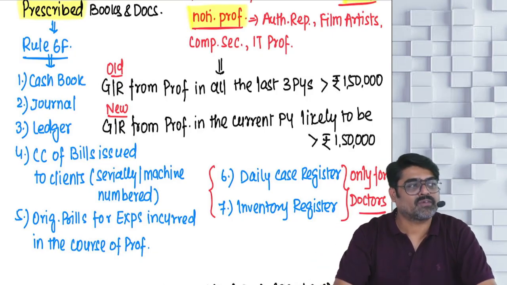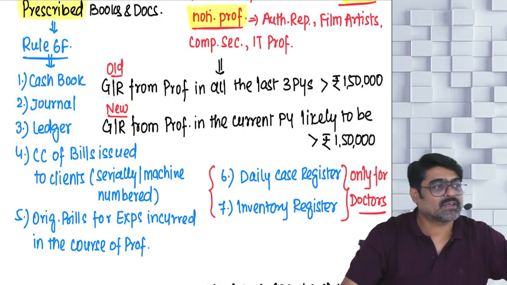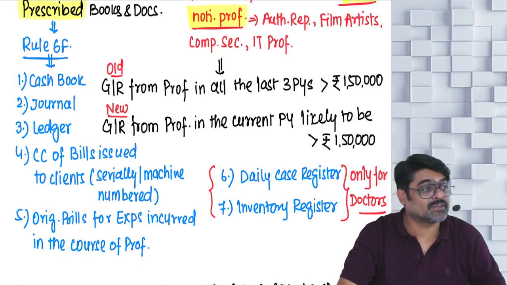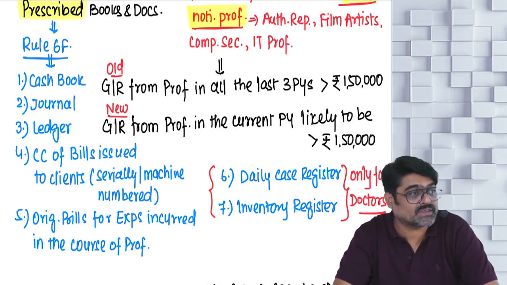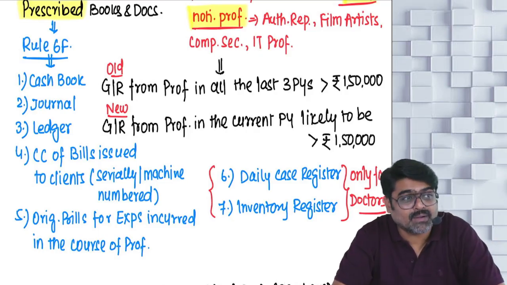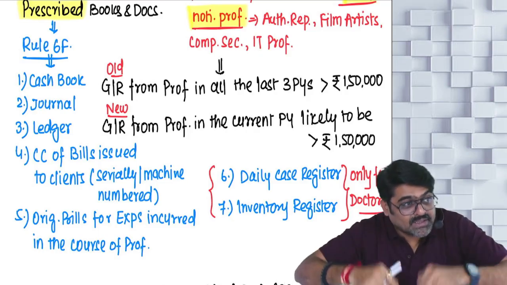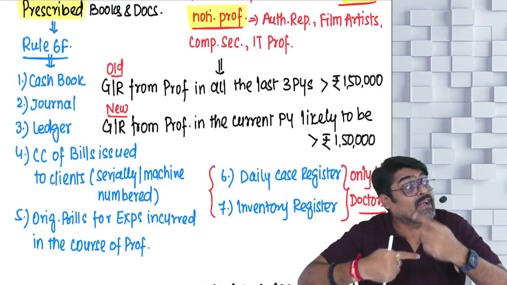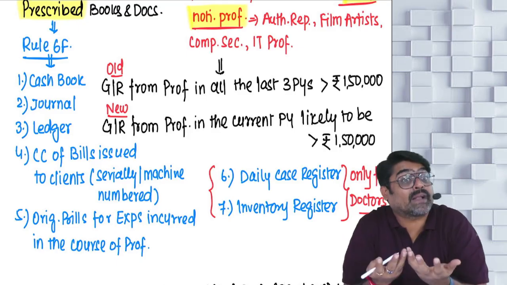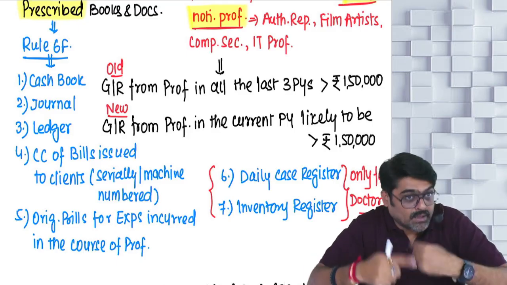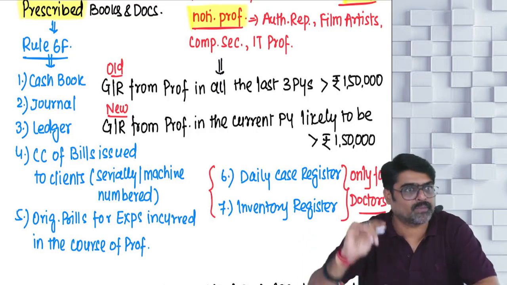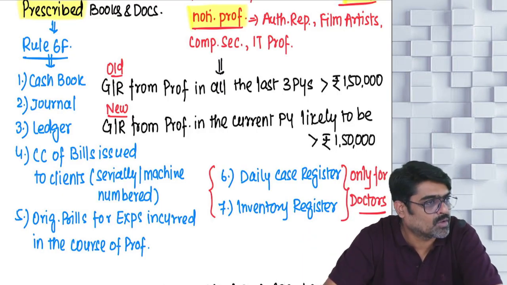Sir, my profession is a new profession. 3 years are not over yet. This is the second year of my profession. This is the first year of my profession. Then last 3 years detail will not be available. Don't worry. Even if this year's gross receipts are likely to be more than 1,50,000, you are expecting, then also compulsorily you are supposed to maintain these prescribed books.